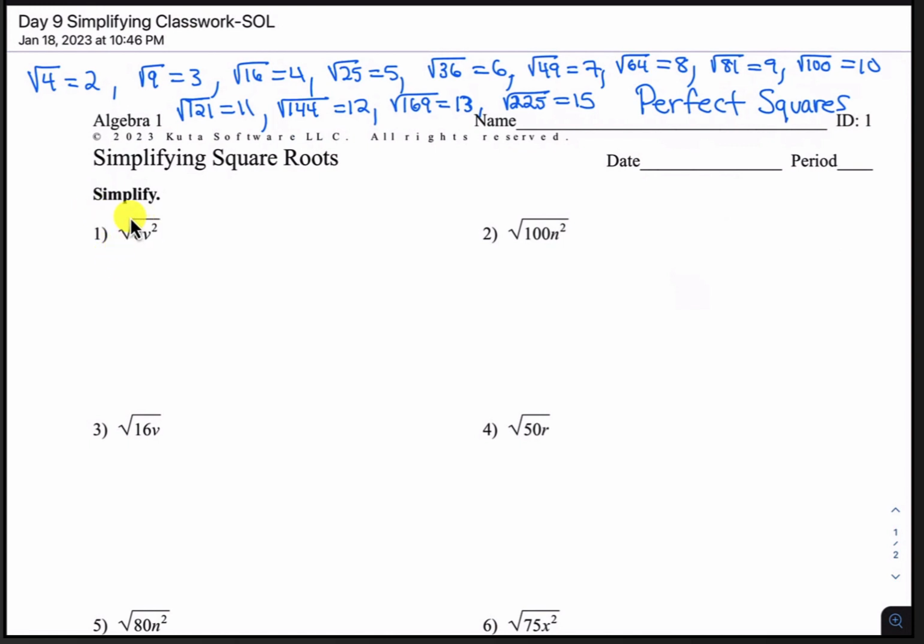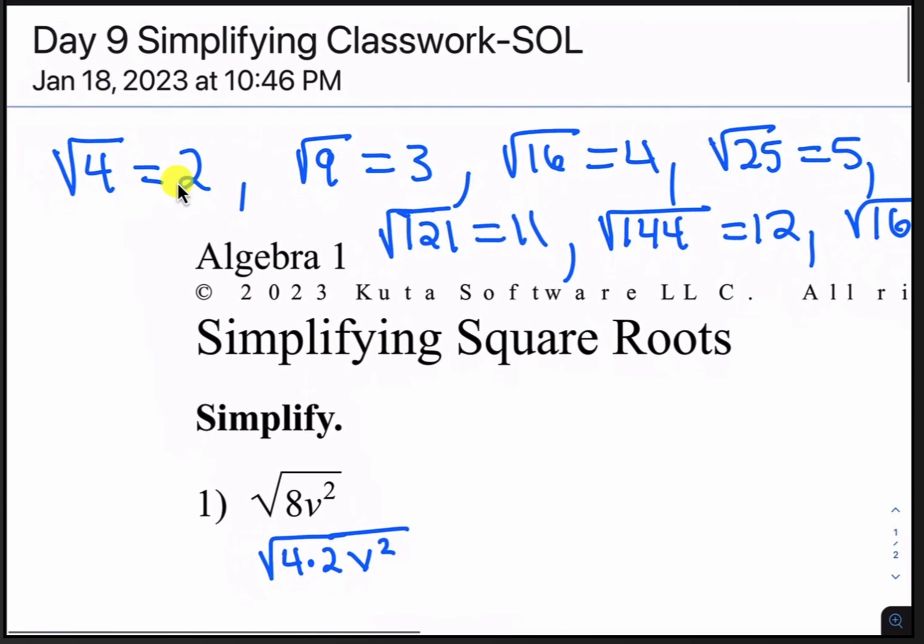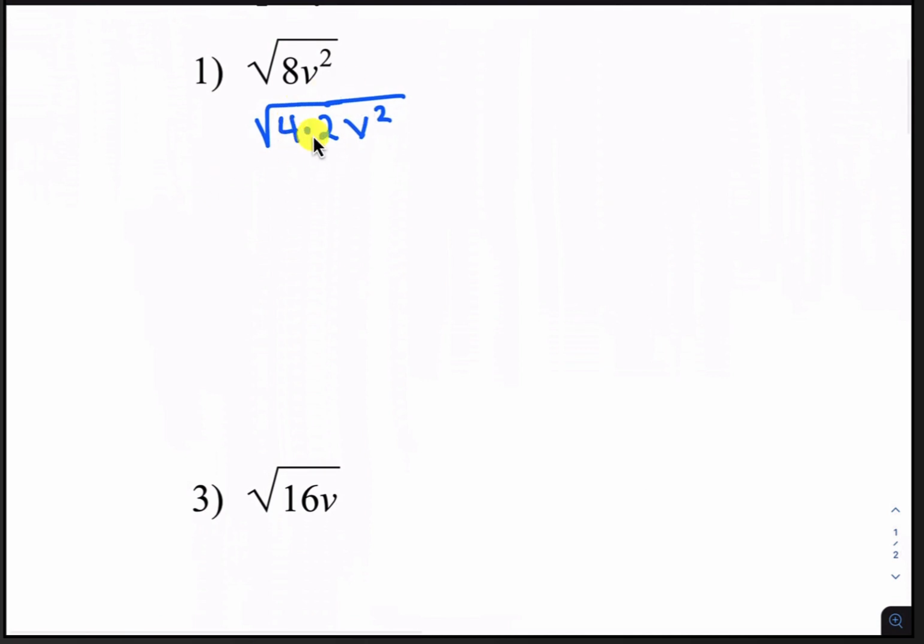We have the square root of 8v squared. 8 can be simplified or broken down into two numbers. 8 is 4 times 2. And then we still have the v squared. Now, the square root of 4, as you know, is 2 because 2 times 2 is 4. So we're going to use that to simplify this.